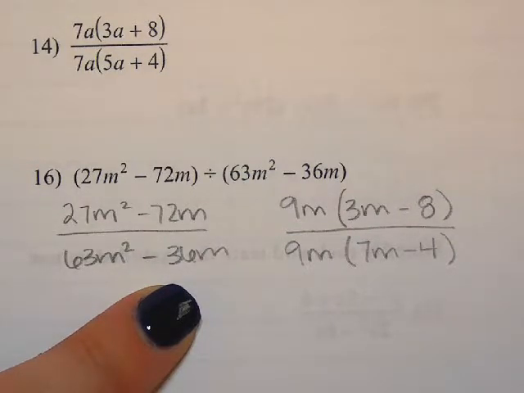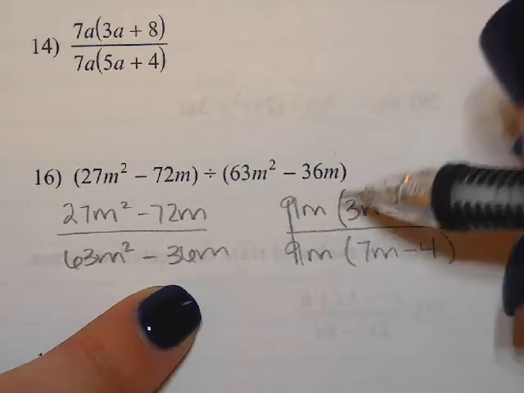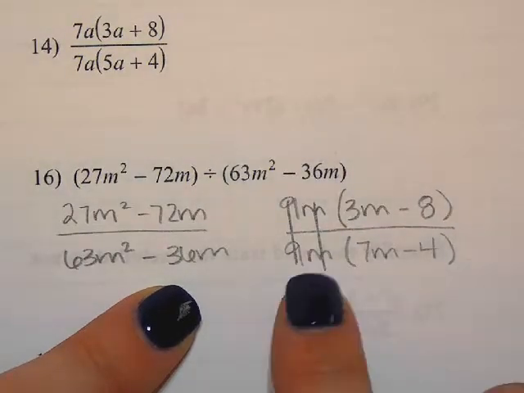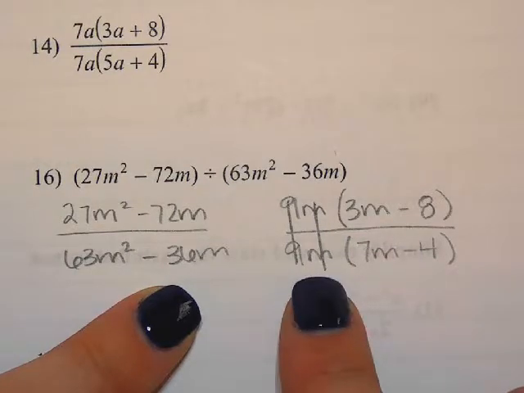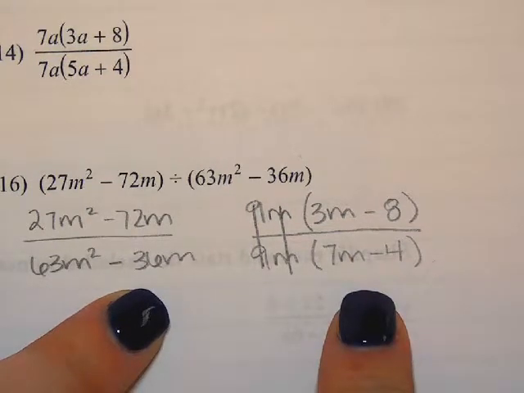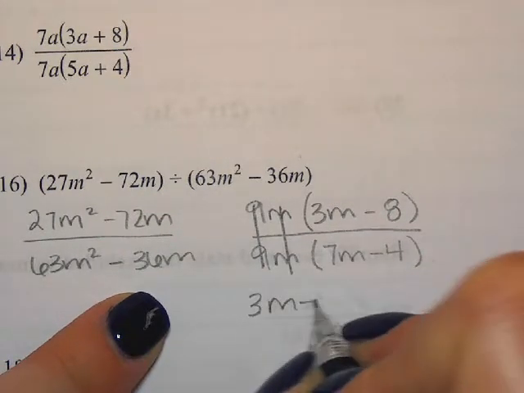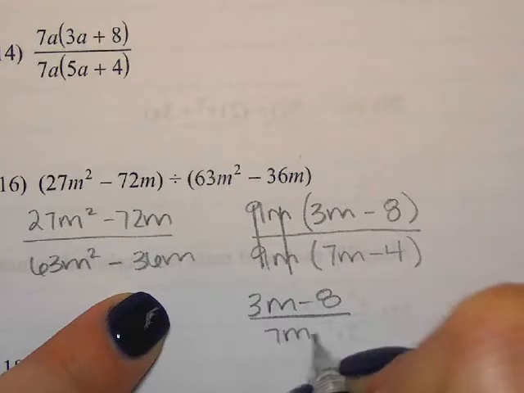And so what happens? 9 divided by 9 is 1. M divided by m is 1. We can cancel those out because they're in the front and they're being multiplied, and multiplication and division does cancel. We can't cancel out the parentheses because they're not identical. The only way you can cancel parentheses is if they're exactly the same. So we have 3m minus 8 and 7m minus 4.